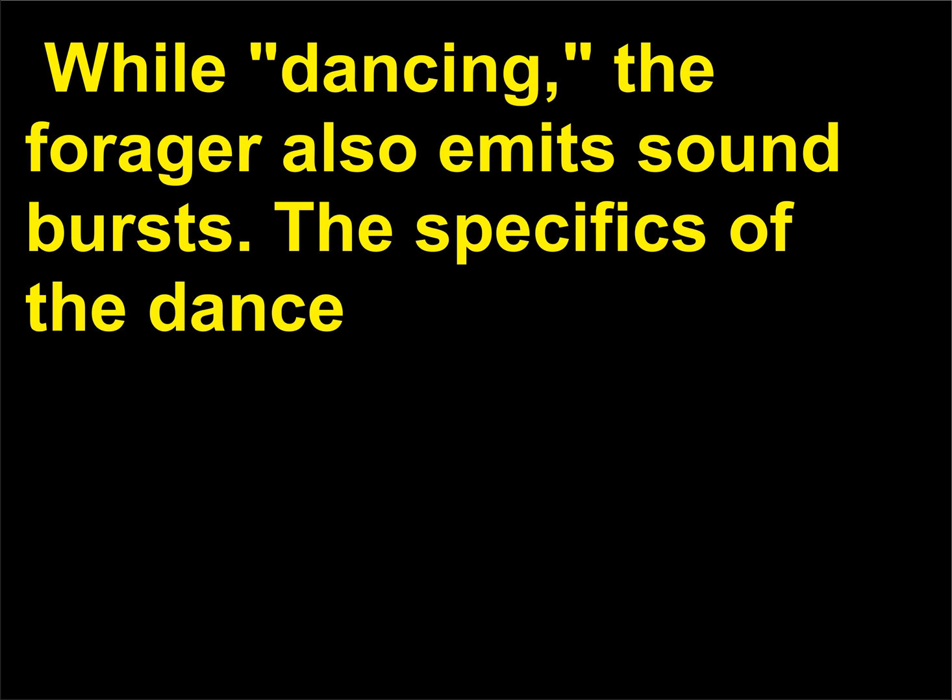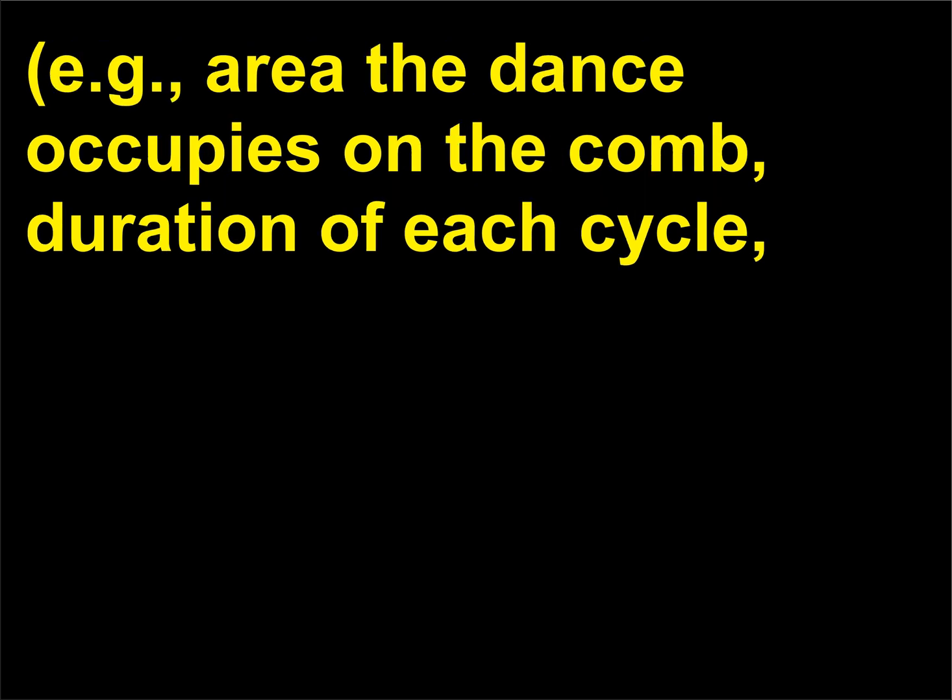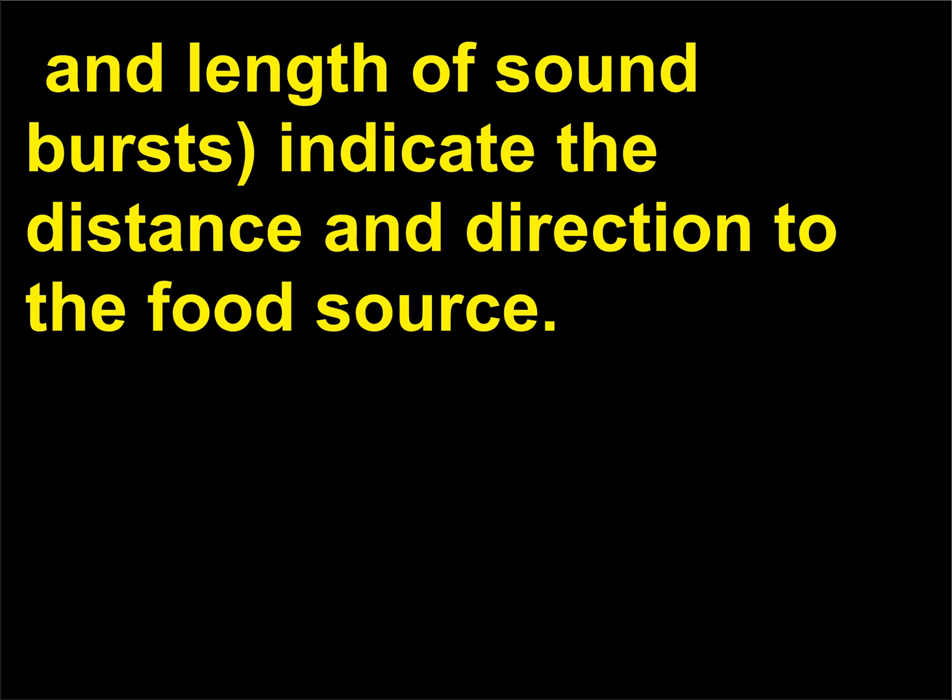While dancing, the forager also emits sound bursts. The specifics of the dance, for example the area the dance occupies on the comb, duration of each cycle, and length of sound bursts, indicate the distance and direction to the food source.